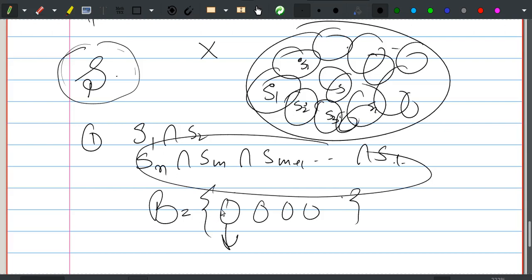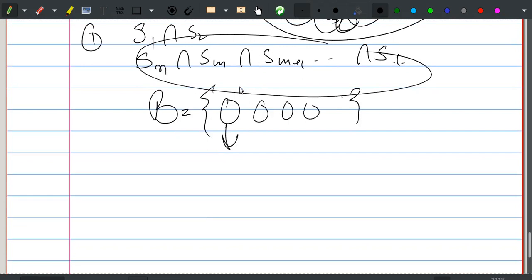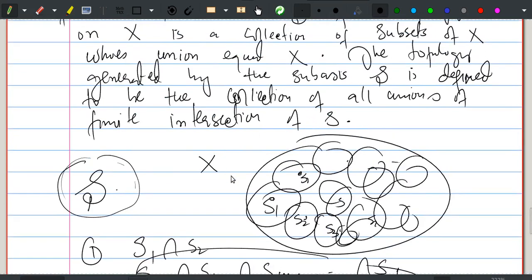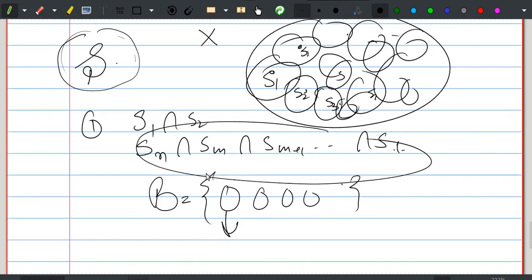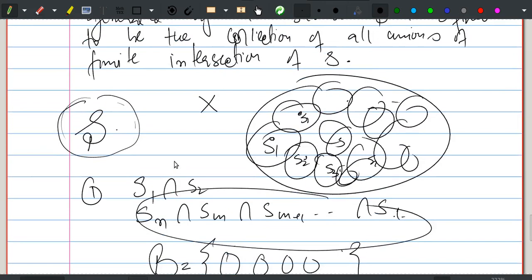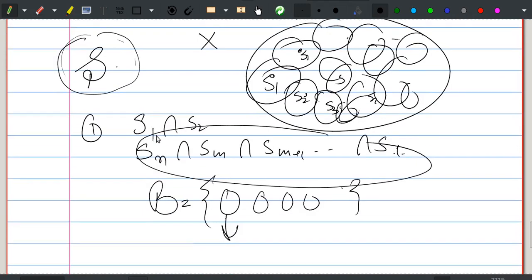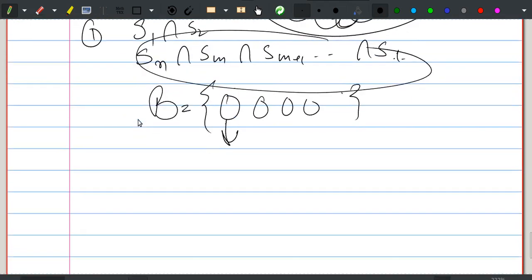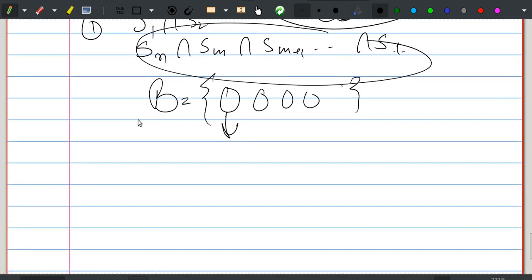Now what we do after that, we take all possible unions of elements of B. Then those sets will be the open sets of X. I mean those sets will form a topology on X, and that topology is called the topology generated by this subbasis. So actually we should check whether this T is a topology on X or not.